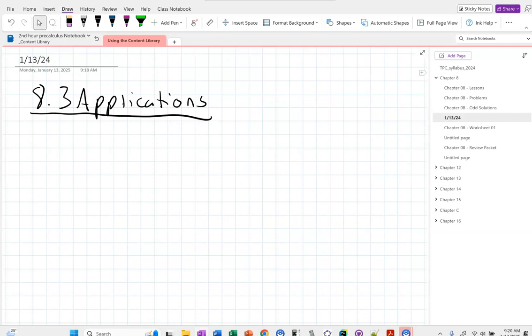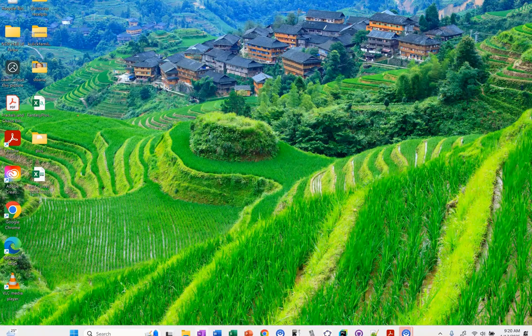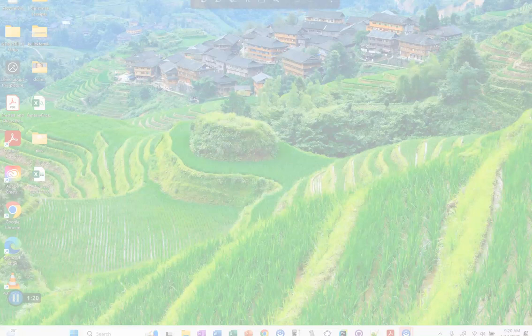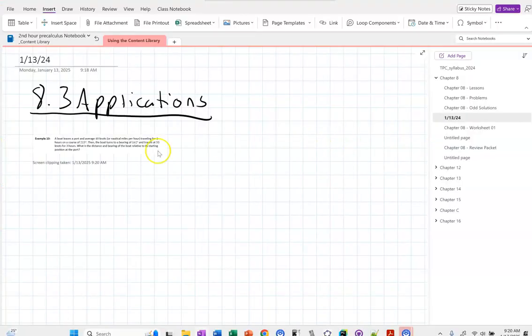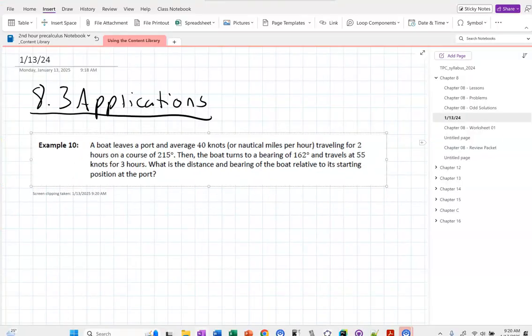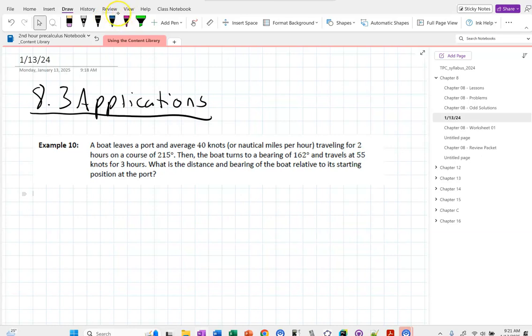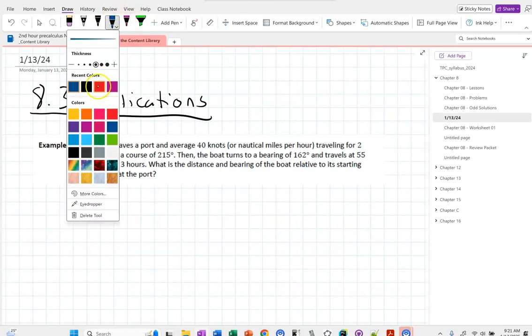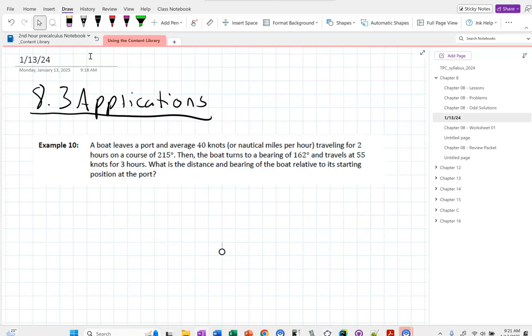All right, so the main type of application that we're going to be looking at in this section are going to be these navigation type problems. These will all resemble kind of a story problem. So let's work through an example and talk about how the vectors come into it.